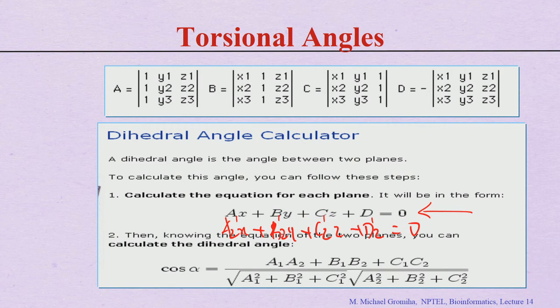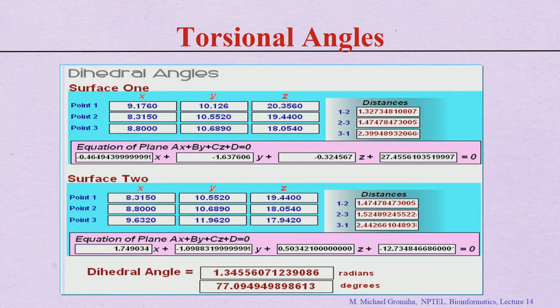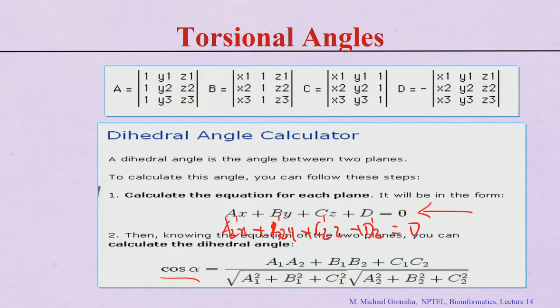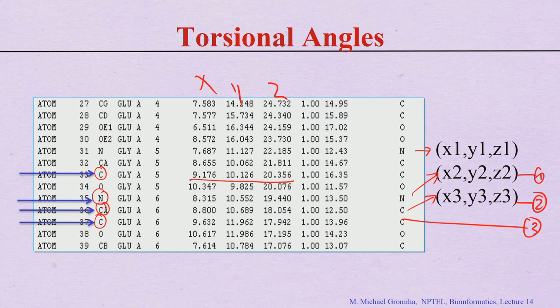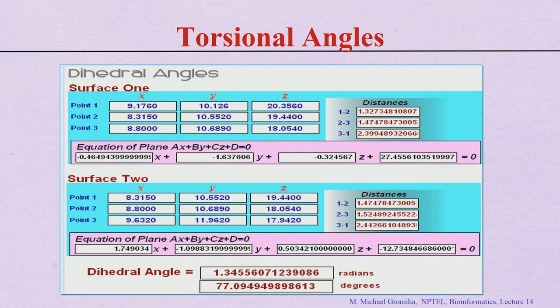Now you can calculate the dihedral angle using these 2 equations, using cos alpha equal to a1a2 plus b1b2 plus c1c2 divided by the square root of the product of the norms. If you get this, then alpha is the cos inverse of that quantity, which gives the dihedral angle. I will show an example with the same data. There is a server which can take these x, y, z coordinates and give the equation of the plane. For the first plane, this is the equation; for the second plane you get another equation, and with these 2 equations they calculate the dihedral angle, which is about 77 degrees.